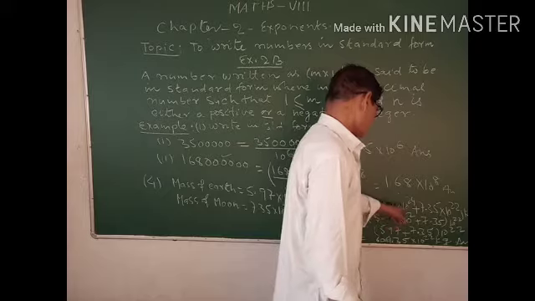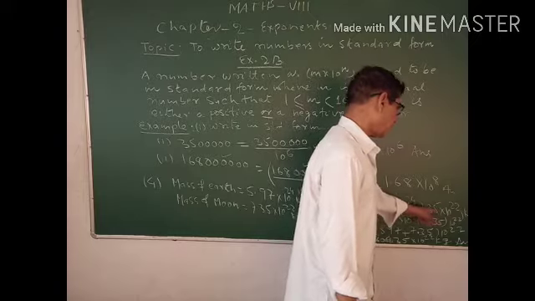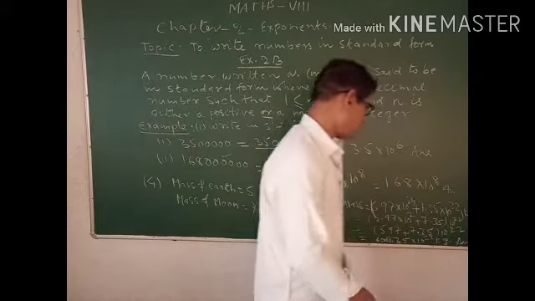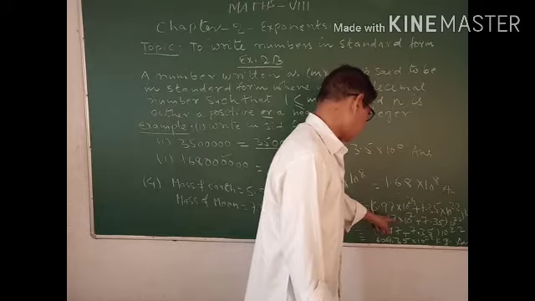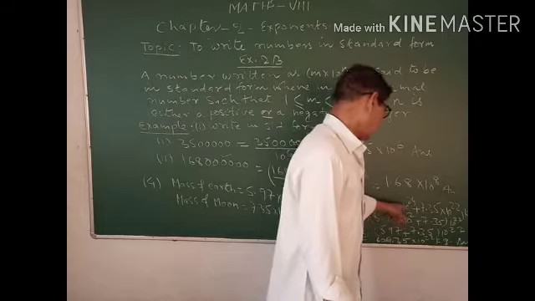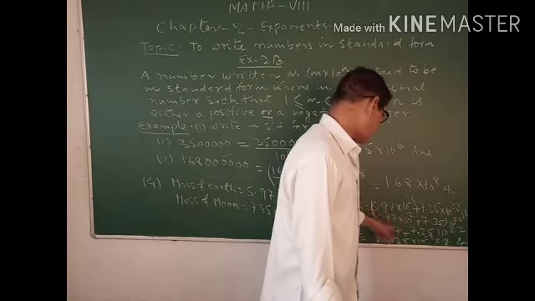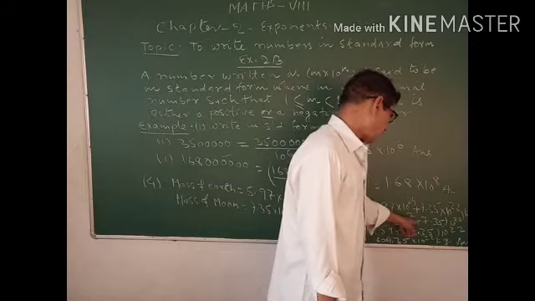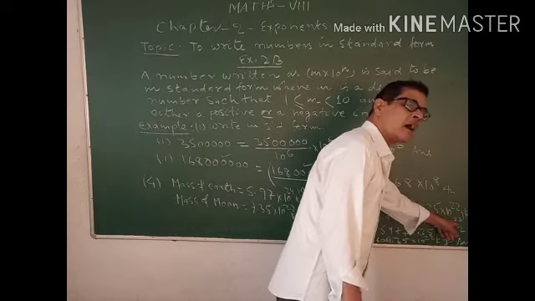5.97 into 10 to the power 24 plus 7.35 into 10 to the power 22. 10 to the power 22 I have taken it out. Now here 5.97 into 10 to the power 2. You know 10 to the power 22 has been taken out. Certainly only 10 to the power 2 will be left here. So 10 to the power 22 here plus 7.35, 10 to the power 22 has been taken out.